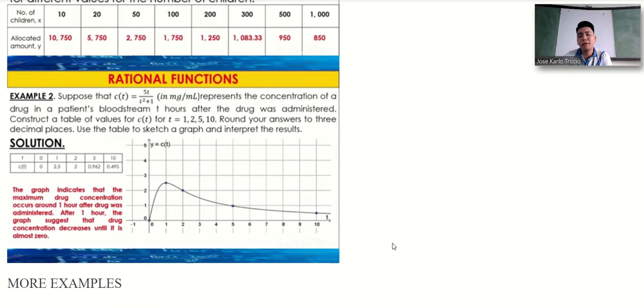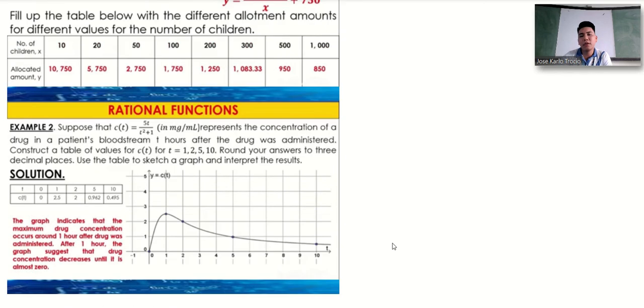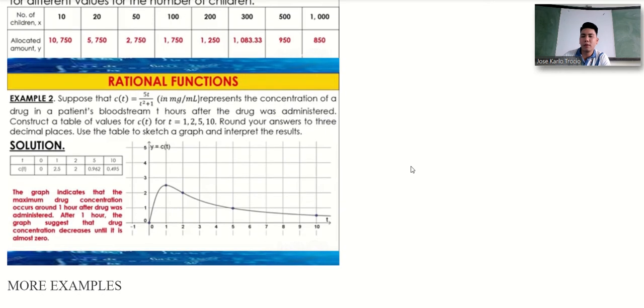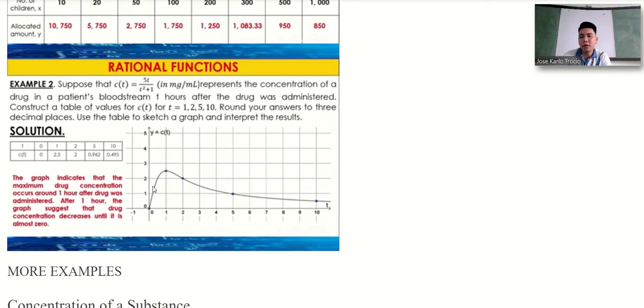And what if you are asked to graph it? Later on I will introduce an online application for you to graph, because these are big amounts already. You have 10, you have 10,750, you have x, you have y. How can you graph that one? That will be using functions. Y is equal to 100,000 over x plus 750. We will learn that one. For now, let us have examples which do not have big numbers.